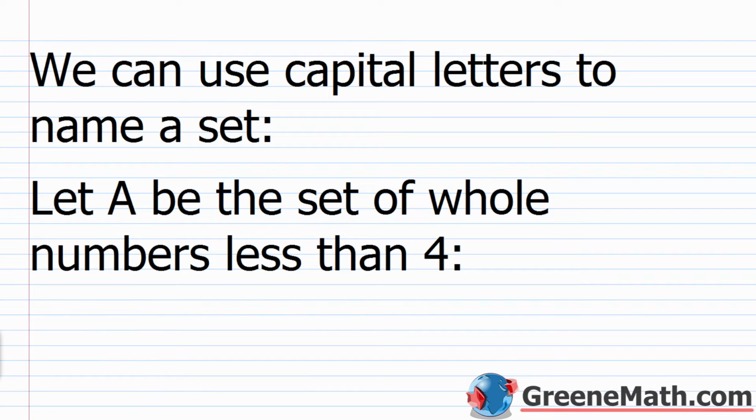All right, so generally speaking, we can use capital letters to name a set. So we want to let A be the set of whole numbers less than 4. We know the whole numbers start with 0 and increase in increments of 1. So I would put a capital A out here, and this equals, inside of set braces, 0, then 1, then 2, then 3. It's less than 4, so I'm not going to continue after that. So this is my set A, with the elements 0, 1, 2, and 3.